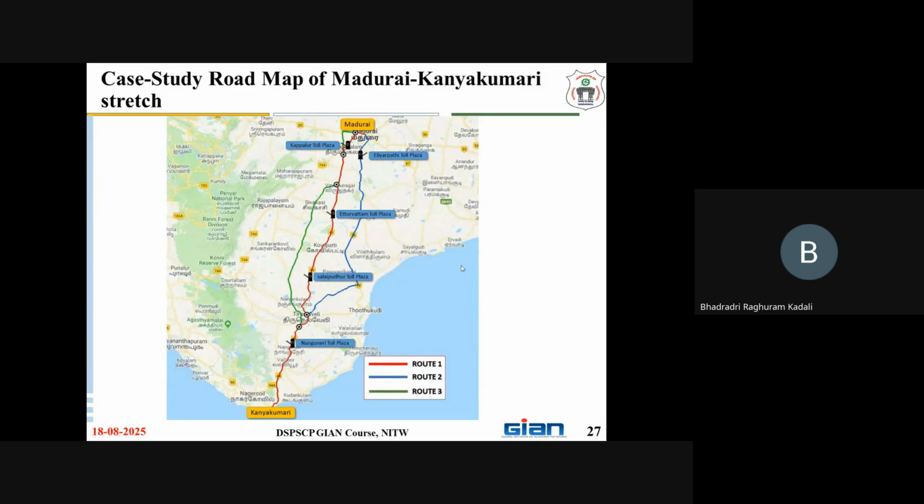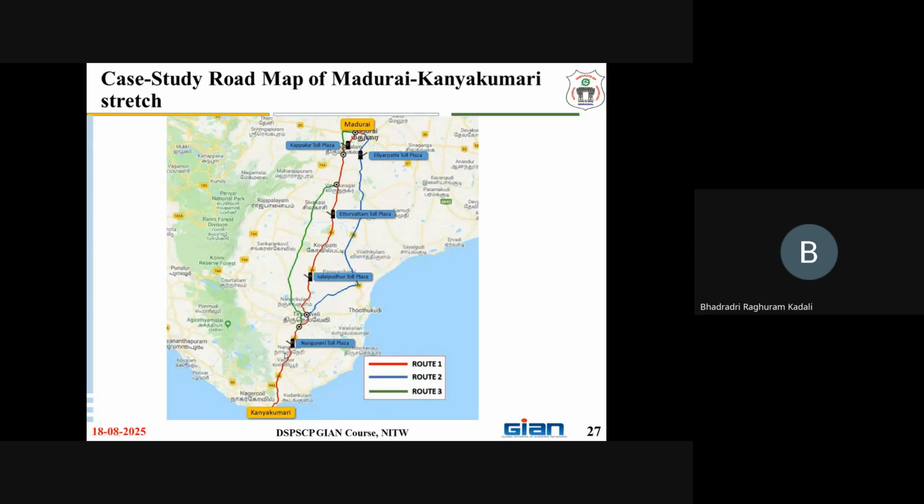So let's see the other case study of Madurai to Kanyakumari. Now, this is route one. There is another route; there are three routes when you are traveling from Madurai to Kanyakumari. On one route you are expected to pay 4 tolls, on this route you pay 2 tolls, and on this route also 2 tolls.